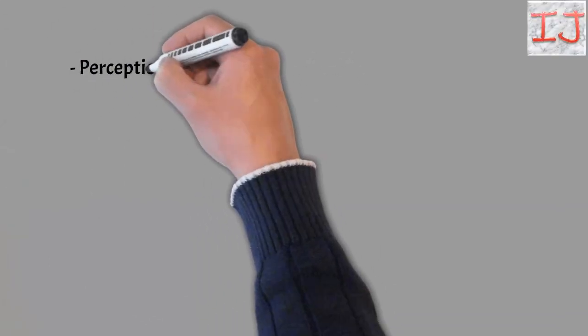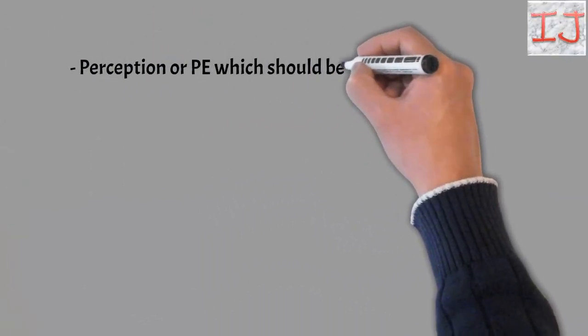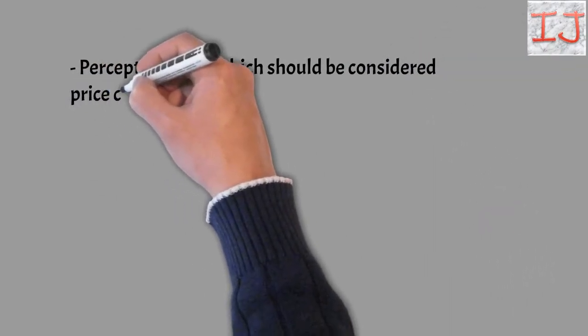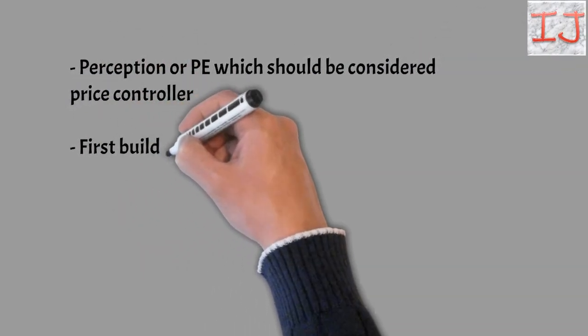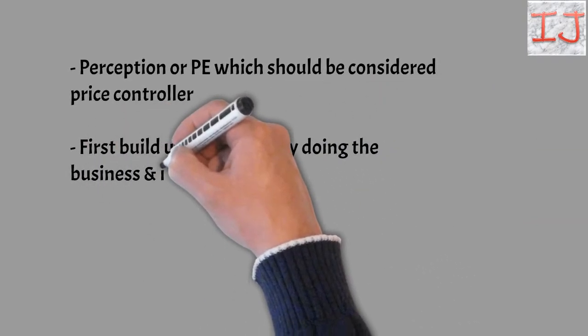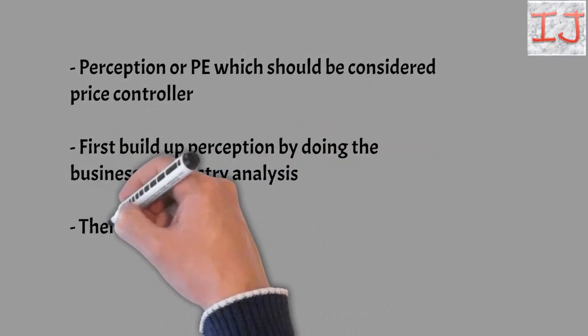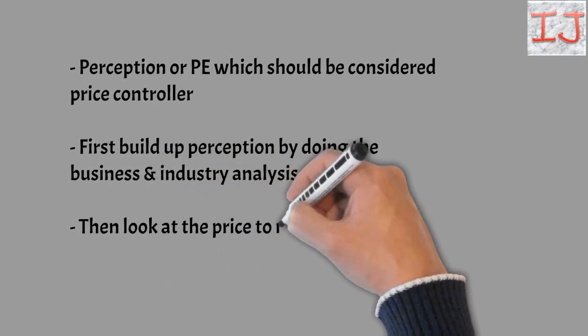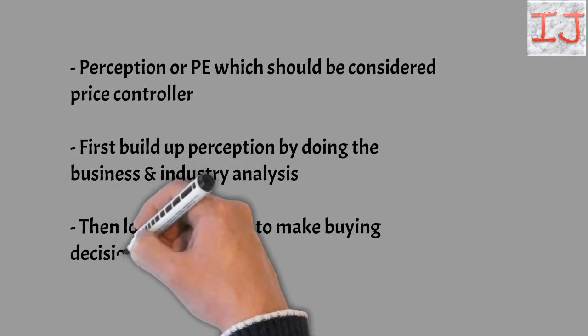To summarize, it is perception or PE which should be considered the price controller, not the price a controller of perception. So, one should build up perception by doing business and industry analysis and then look at the price to make a decision whether to buy a company or not.